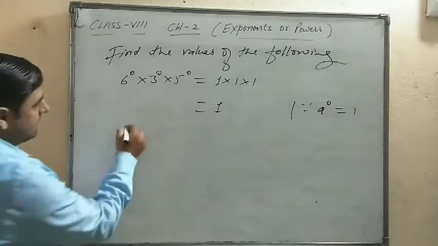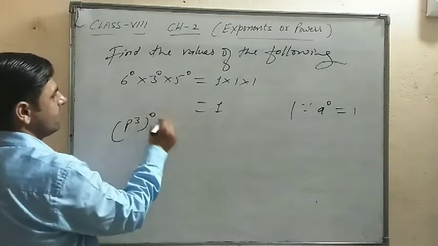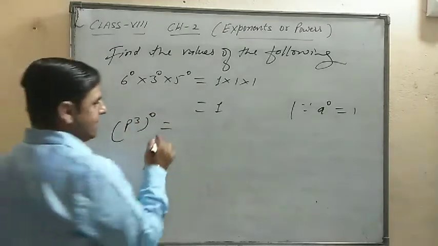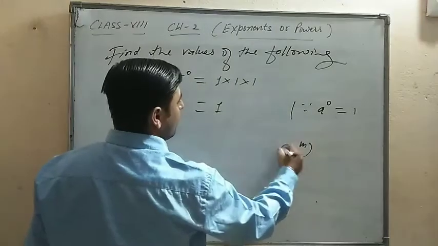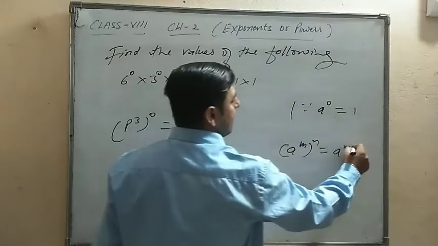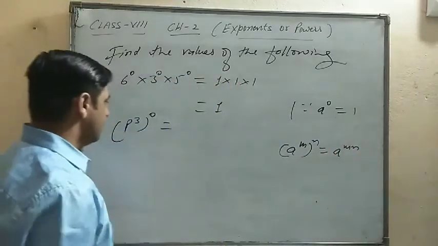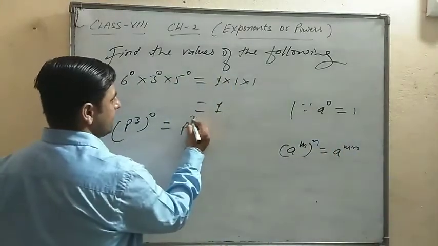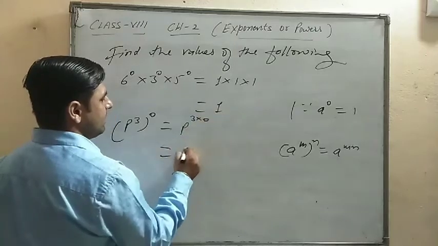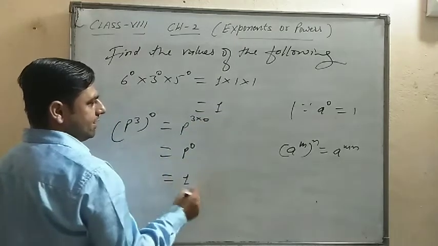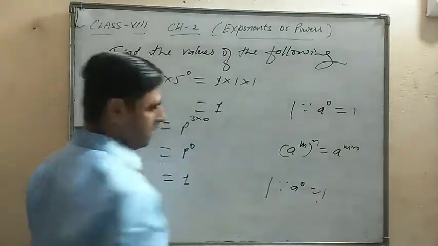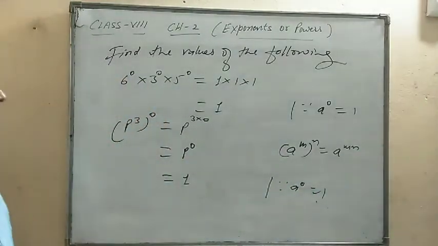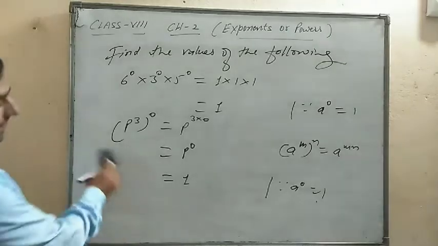If there is p raised to power 3 whole power 0, one identity is there: a raised to power m whole power n means a raised to power mn. So here p raised to power 3 into 0, that means p raised to power 0, which is equal to 1 because a raised to power 0 is equal to 1.